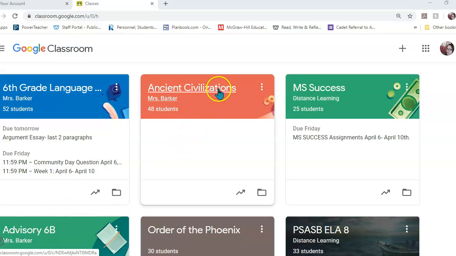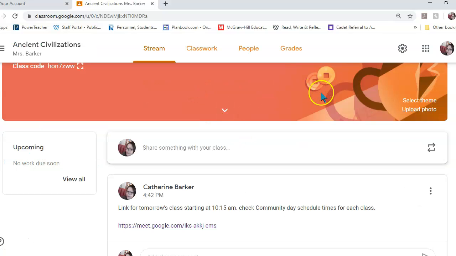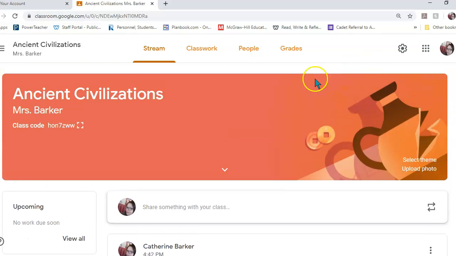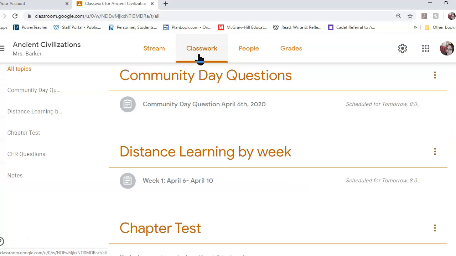First thing you need to do is go onto Google Classroom and click onto your Ancient Civilizations button. When you get there, you'll notice there are 4 words at the very top: Stream, Classwork, People, and Grades. The stream is more for announcements, general information, important information, and some assignments will show up there. But all of the assignments are actually in Classwork, which is where I want you to go to access your assignments.